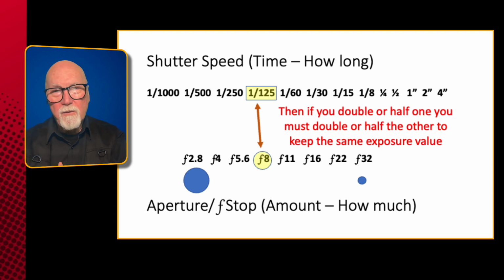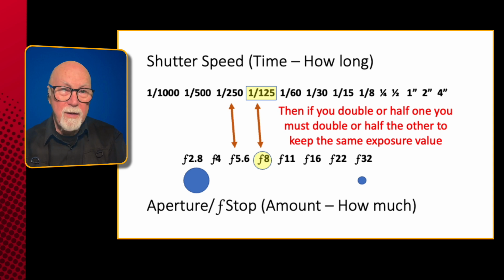But if you double or half one of these, you either have to double or half the other one to even things out again. So for example, if I go to 1/250th of a second because I want a faster shutter speed, then I would have to double the amount. So from f8, I'd have to go to f5.6. I've half the time, and in order to get the same exposure, I have to double the amount.